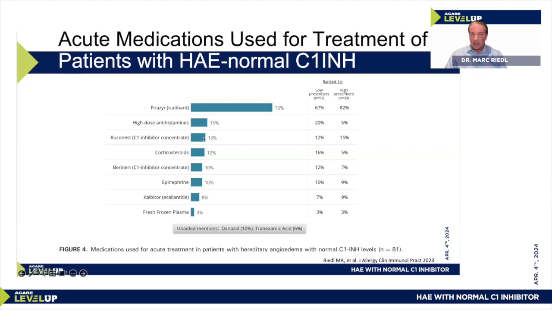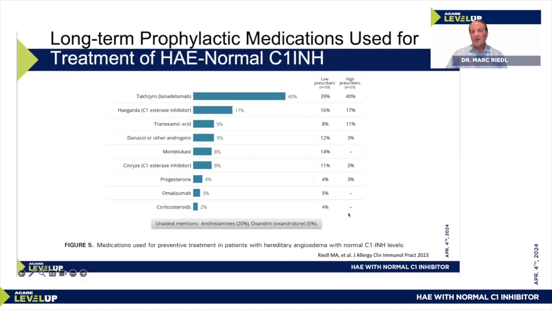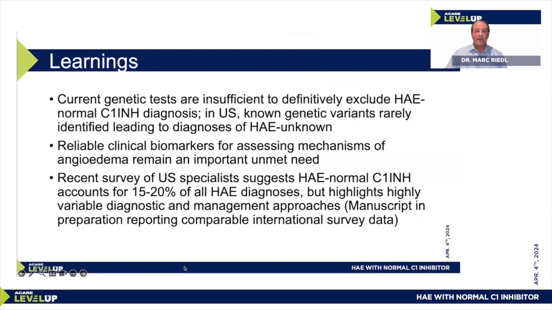What's a little disconcerting is you can see at these lower volume practices, people with less experience in angioedema, they're actually still using things like antihistamines and corticosteroids, which we as angioedemologists would say, well, that doesn't make a lot of sense if you think someone has HAE with normal C1 inhibitor. And then for long-term prophylaxis, medications like lanadelumab and C1 inhibitor are most widely used, although again, you see in the less experienced practices, things like montelukast and other mast cell-mediated medications really being utilized still.